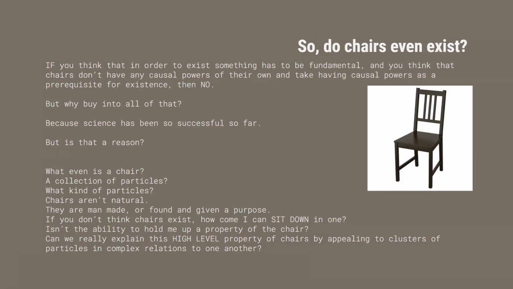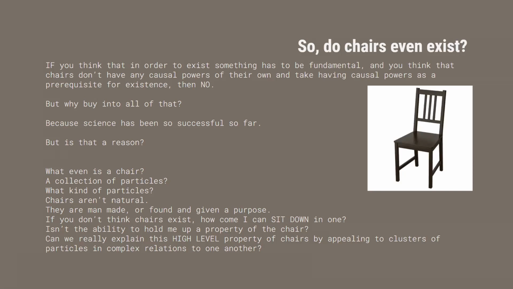But is it really the success of science that's a good reason for thinking that chairs don't exist? I mean, it seems so obvious that chairs exist, right? So you might think, okay, what even is a chair? Is a chair really just a collection of particles? What kind of particles? It seems like all different kinds of particles can make up a chair. You can have wood particles that make up wood. You have particles that make up metal. You could make a chair out of ice. So it's funny to think about a chair as not really being a real thing if all these different kinds of things could make up chairs.